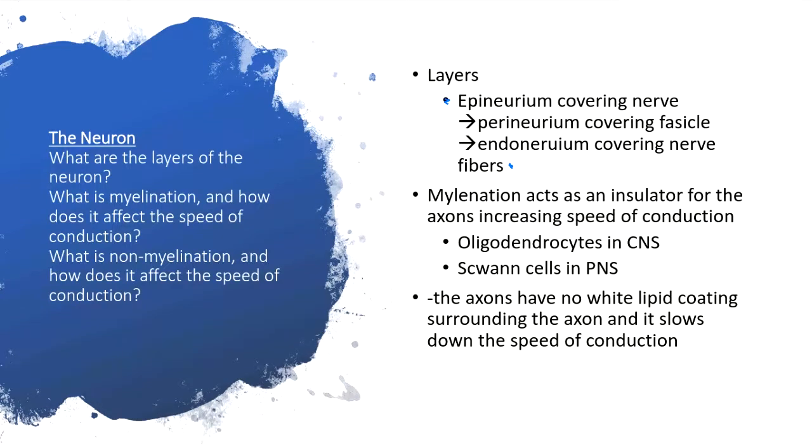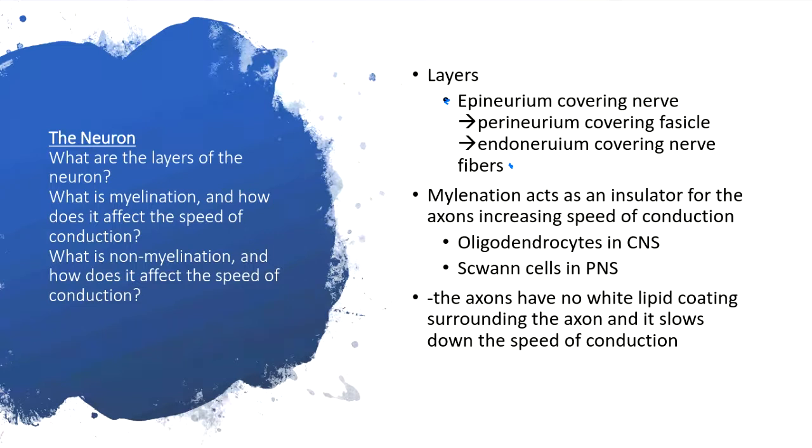What is myelination and how does it affect the speed of conduction? Myelination acts as an insulator for the axons, increasing the speed of the conduction. Okay, it acts as an insulator and it increases the speed, because there are other nerve fibers surrounding the area. If it's not insulated, the electrical signal might jump from one nerve fiber to another, and you do not want that. So it keeps the signal on the same track and keeps the signal moving pretty fast.